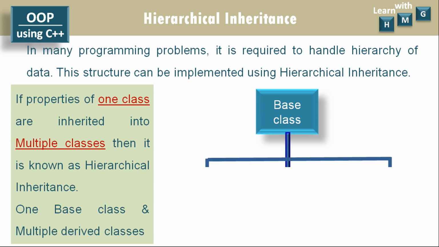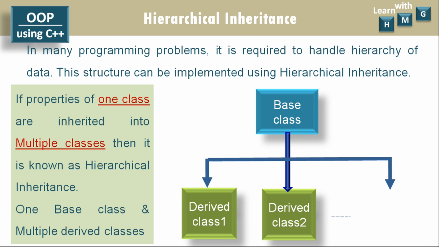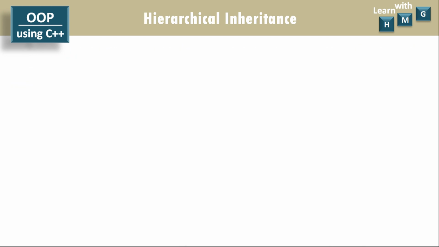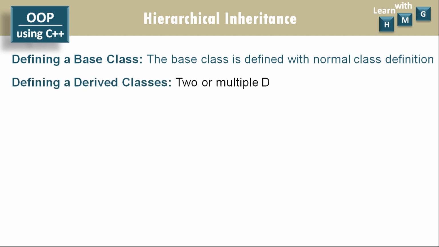So here there is a base class, and from this base class we can derive multiple derived classes. That is, n number of derived classes can be derived from a single base class. So this type of structure is nothing but hierarchical inheritance. The base class is defined with normal class definition, so there is no change in the definition of the base class. It is an independent class. As for the derived classes, there are two or multiple derived classes.